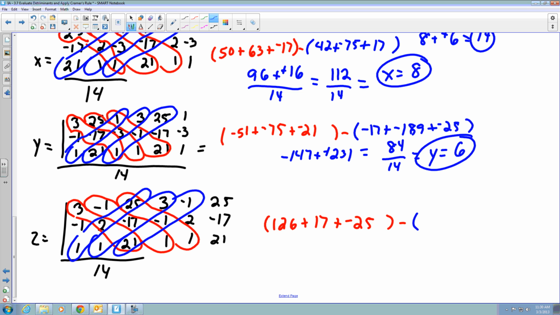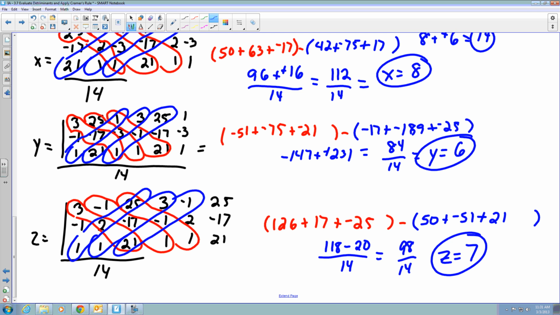So now I'm going to have 1 times 2 times 25, which gives me 50, plus 1 times negative 17 times 3, which gets me, what, negative 51, plus 21 times negative 1 times negative 1, which gives me 21. So my first parentheses ends up giving me 118 minus 20, all of which is divided by 14. So this equals, what, 98 divided by 14. And so my z ends up equaling 7.